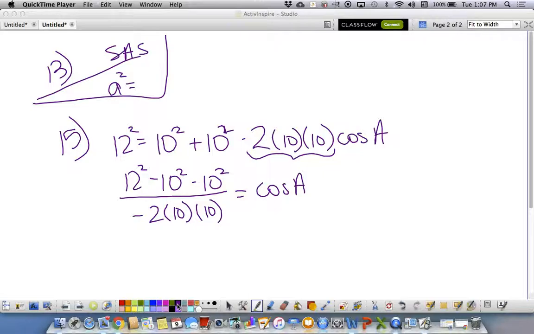In my brain, I do rearrange it before I plug it in my calculator. I do rearrange it before I just start putting numbers up there. So I'm going to see, what is 144 minus 100 minus 100? It's going to be a negative 56 over a negative 200. So negative over a negative has to be a positive. So 56 divided by 200, 0.28.